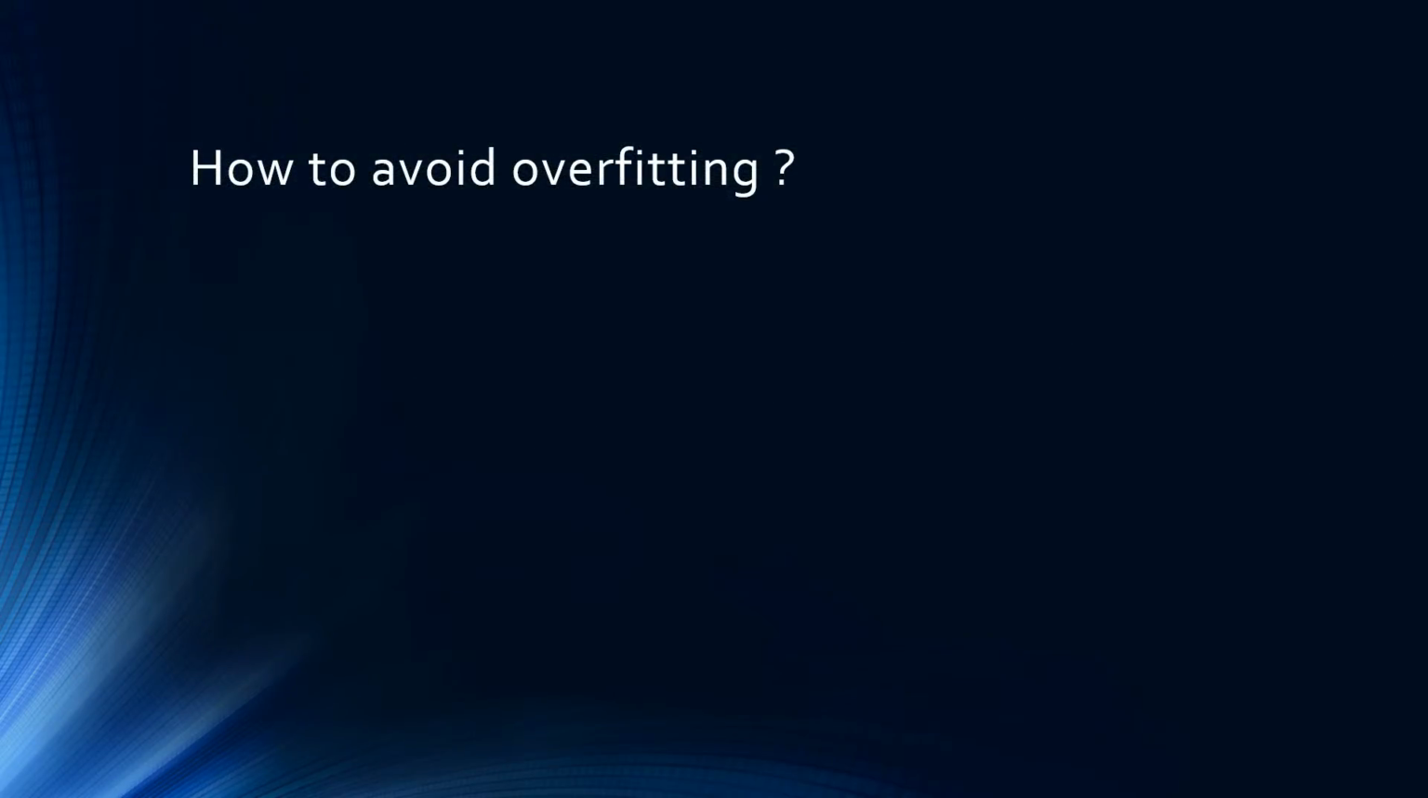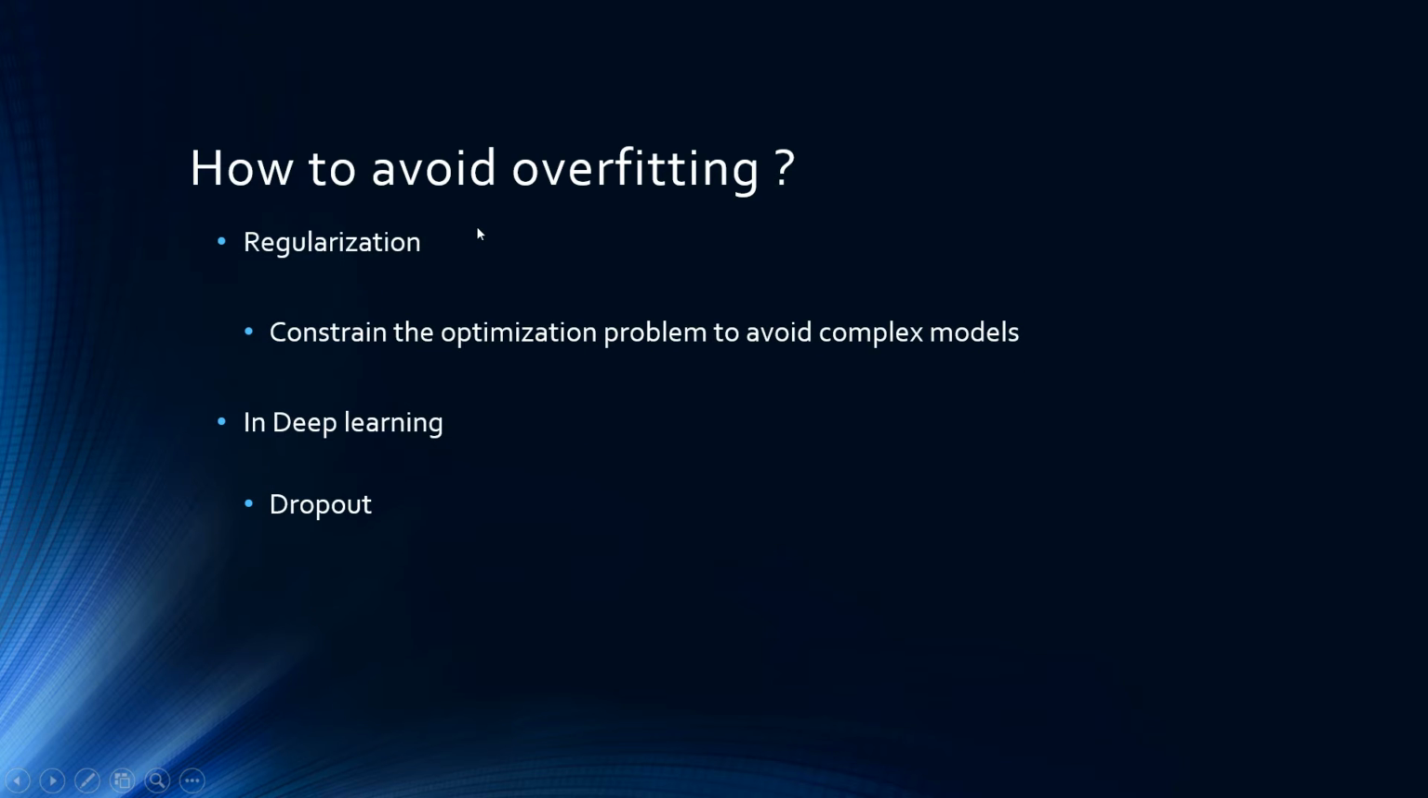So now someone might have a question about how to get rid of this overfitting. The most general answer for that is regularization. So what does this regularization mean? Regularization means we are going to constrain our optimization problem to avoid very complex models. So if you do something like a linear regression model or a logistic regression model, what we are going to do is add an L2 norm or L2 penalty or L1 penalty for our regression coefficients. That's what we call penalized regression.